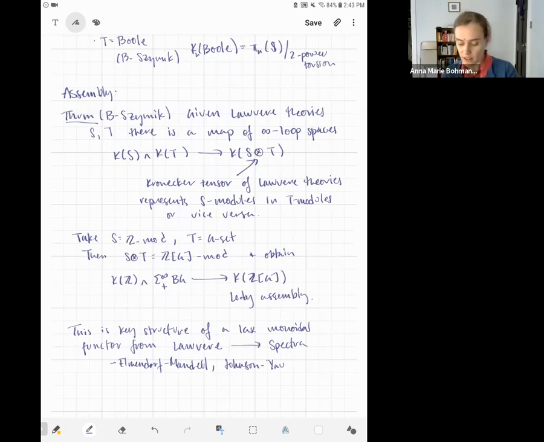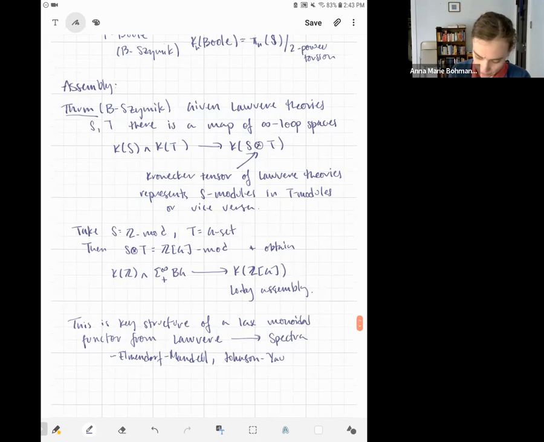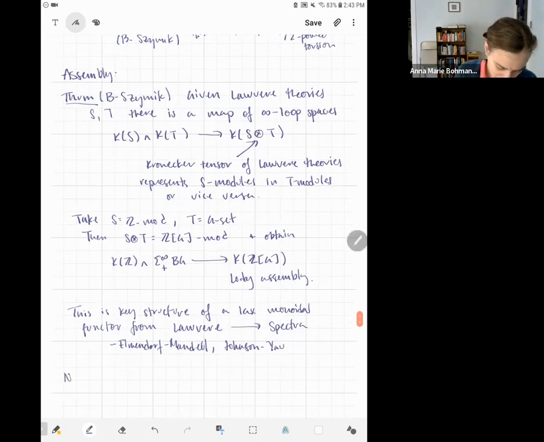But maybe the point I want to make here is, here we looked at the special case where I was taking my S to be Z modules and my T to be G-sets, and I got the Lode assembly map. But now we can see that this frees us up, and we can talk about assembly for an arbitrary Lawvere theory T. So I don't have to choose T equals G-sets, I could choose T equal to any Lawvere theory I want. So we can now ask about assembly for our favorite Lawvere theory T.